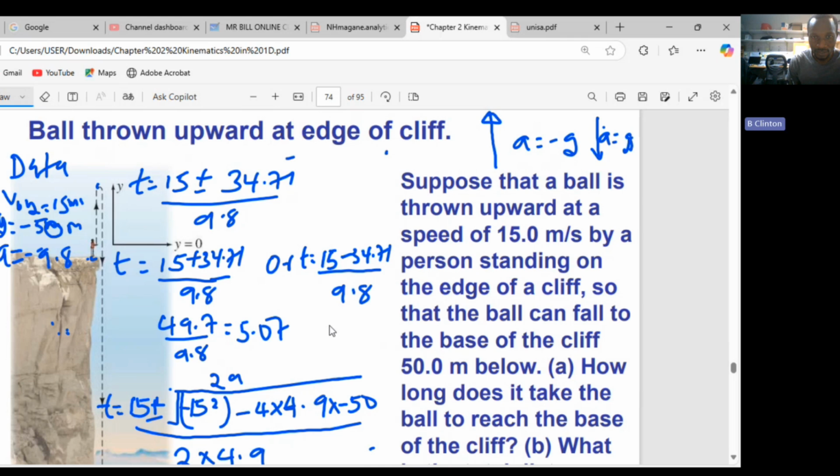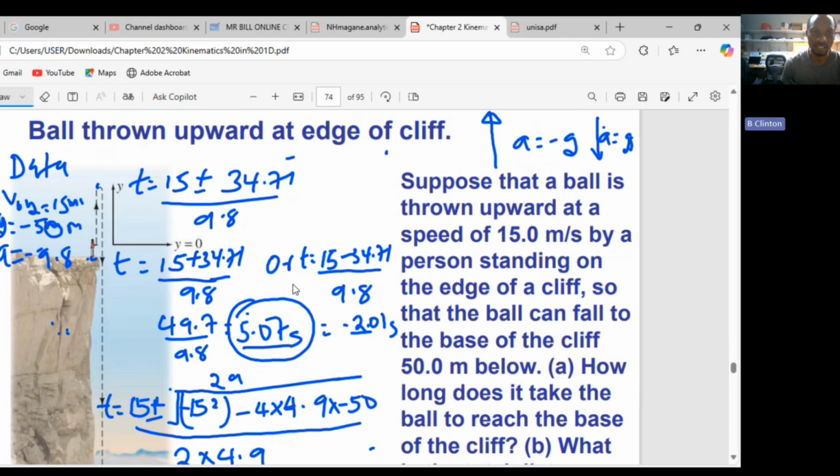While for this one, we have 15 minus 34.71 divided by 9.8, and that's going to give us minus 2.01 seconds. So you can see that once we solve for t, we get two values, but one is positive and one is negative. Time cannot be negative. So time is positive, and we're going to choose the positive one, which is 5.07 seconds.